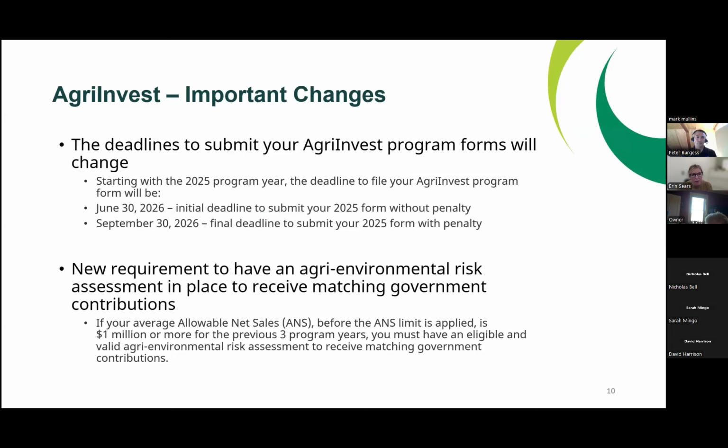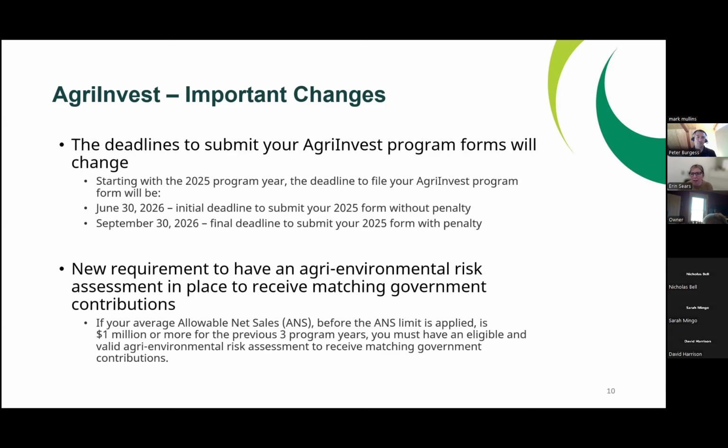There are some changes for AgriInvest that I also wanted to highlight. They're in the coming year, and I don't think it would impact a lot of producers here, but I want to quickly go over them. The deadline for AgriInvest programs will be changing. Starting with the 2025 program year, the deadline to file your AgriInvest program form will be June 30th, 2026. It used to be September the 30th. And then after that, the final deadline is September 30th, and it used to be December. So it is sped up a little bit.